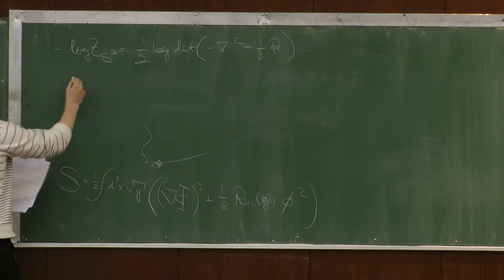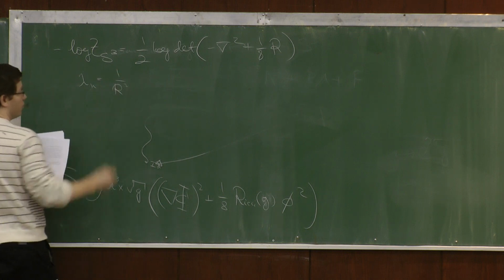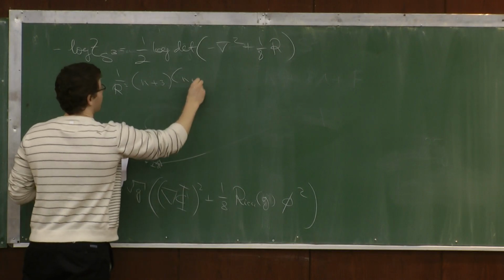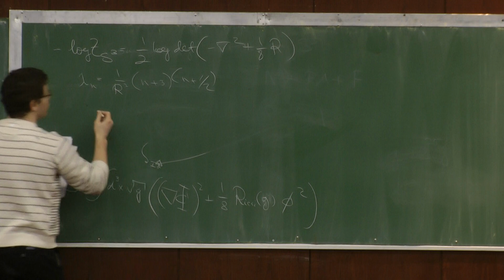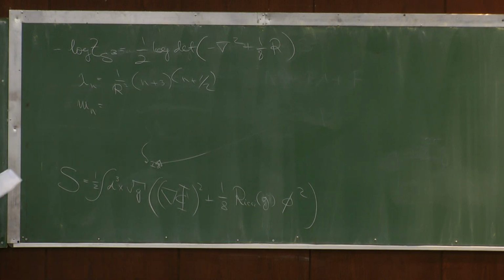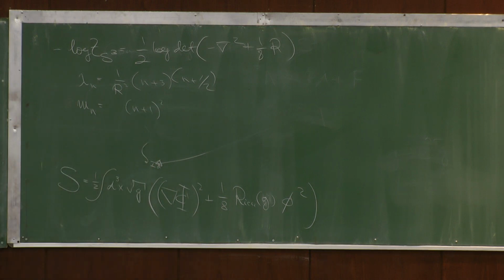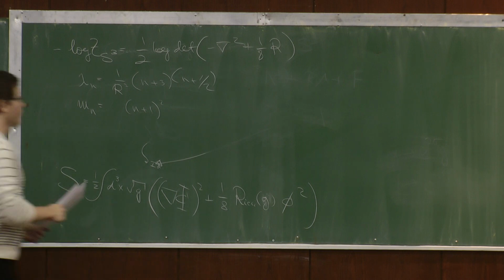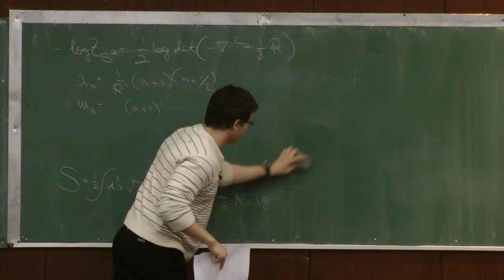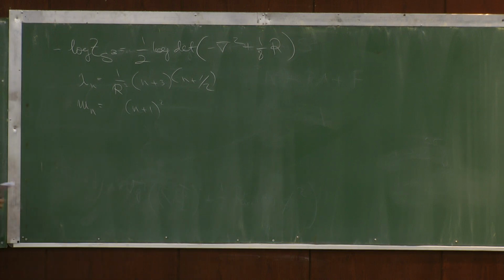So the eigenvalues of the Laplacian on the sphere are given by 1 over the radius of the sphere times n plus 3, and then n plus 1/2. So these are the spherical harmonics on the sphere, and the multiplicity of the nth eigenvalue, so they're highly degenerate, is n plus 1 squared. So there is a huge multiplicity for these guys. And now you just multiply all these eigenvalues with the correct multiplicity and sum them up.